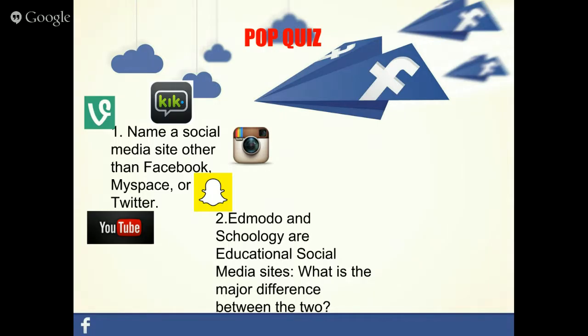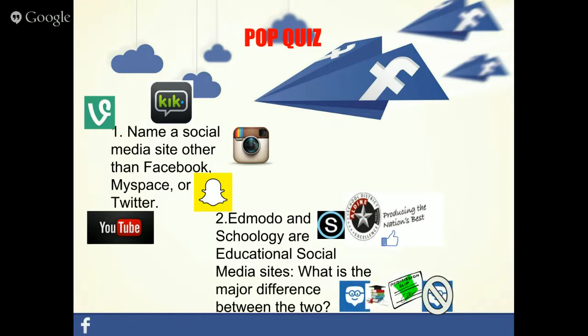Question number 2, I'll give 10 seconds. Edmodo and Schoology are educational social media sites. What is the major difference between the two? Here's your answer. Schoology is preferred learning management system or LMS in the district. It is our own version of keeping our social media within the Aldine district.